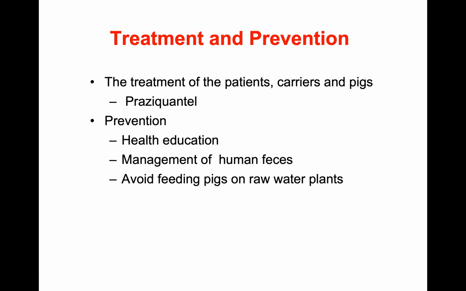Treatment and prevention. The treatment is also for carriers and pigs. The first option is praziquantel. Praziquantel can be used as a universal medication for different kinds of fluke infection. Prevention: education and management of human feces, and avoid feeding pigs on raw water plants.